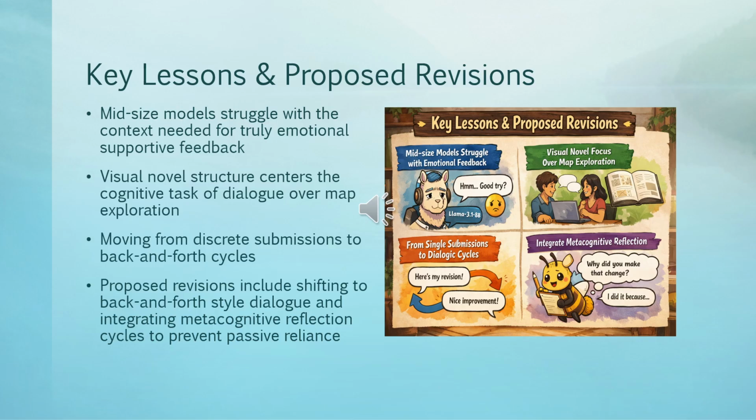In terms of proposed revisions, I propose that these text-style cycles include metacognitive reflection cycles. By requiring students to justify why they made a specific change based on the agent's suggestion, we ensure the cognitive heavy lifting remains with the student. This keeps the regulation of learning human-centered, creating a hybrid environment where the AI supports factual scaffolding, while the teacher facilitates the deeper social and emotional work.